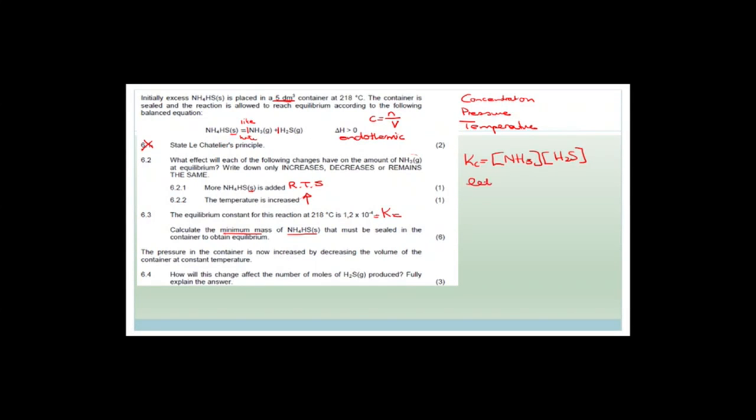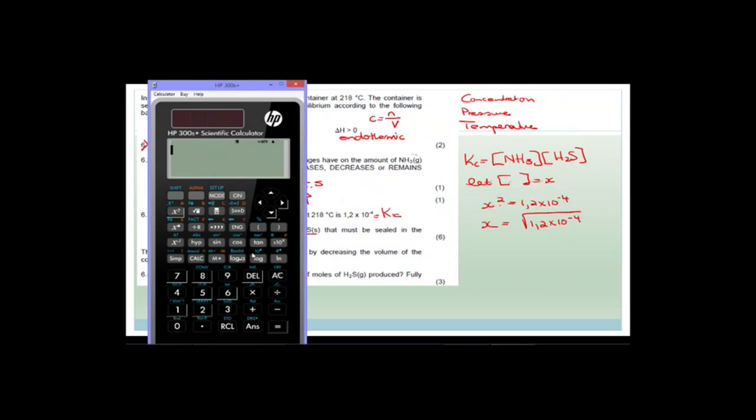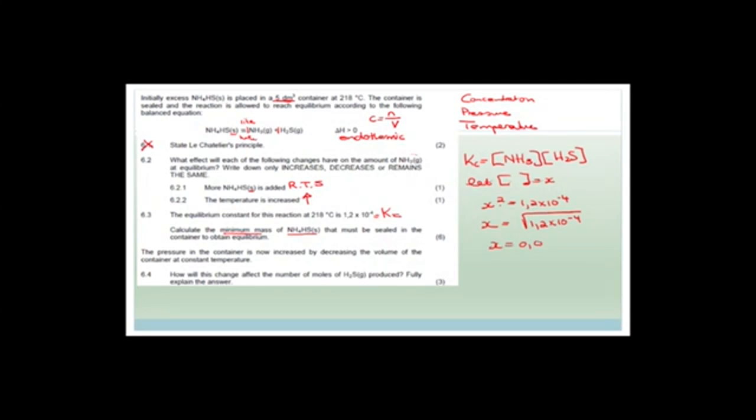So we can say let the concentration equal x. Therefore x multiplied by x is x squared, which is 1.2 times 10 to the negative 4. So the concentration is equal to the square root of 1.2 times 10 to the negative 4. If we square root it, we get 0.01. So x equals 0.01, and that is moles per decimeter cubed. That is the concentration of either of these two.